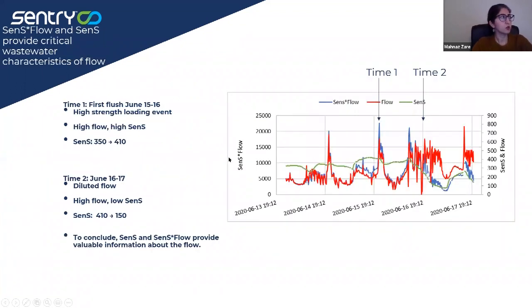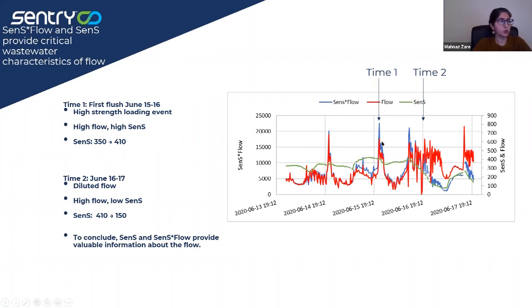Here I'm going to show why we think that SENTRY signal or SENTRY signal times flow provides critical information about the characteristics of flow. The chart is showing SENTRY signal times flow, the blue line, flow, the red line, and SENTRY signal, the green line, between June 13 and 17. There are 2 time periods that I'm going to talk about.